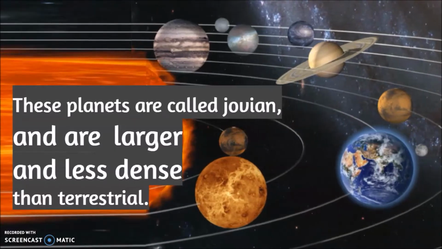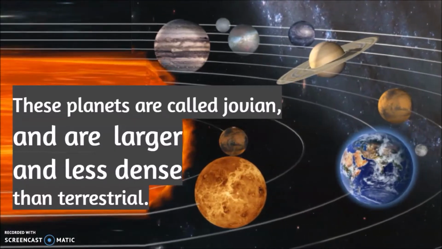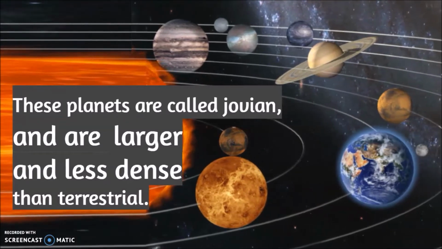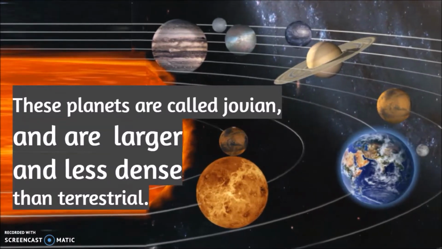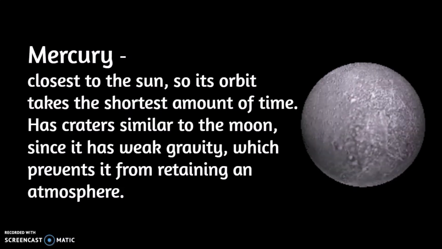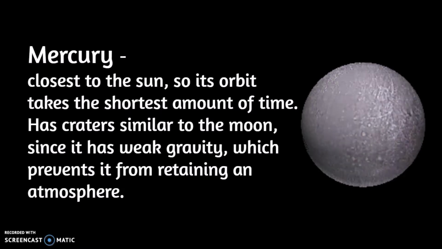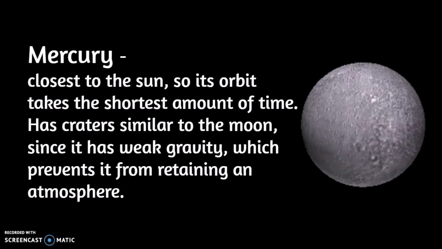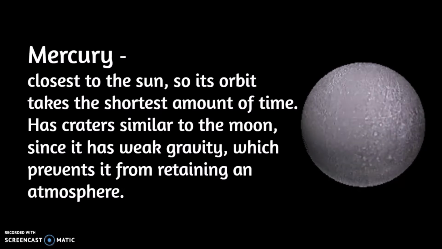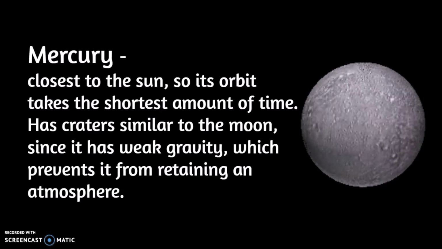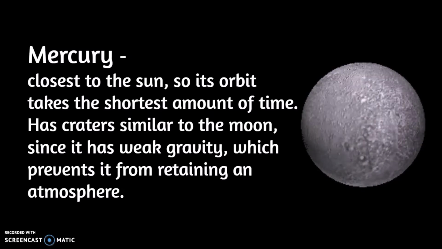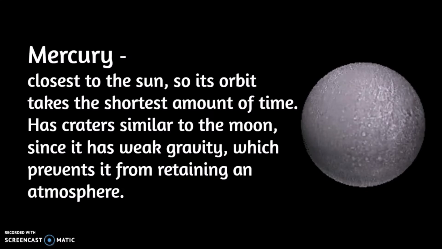These outer planets are called Jovian and are going to be larger than the inner planets, but less dense, because their composition is mostly of gases, which is less dense than solids. The first of the inner planets is Mercury, which is closest to the Sun, so its orbit takes the shortest amount of time. It has many craters similar to our Moon, since it has a weak gravity which prevents it from retaining an atmosphere that would protect it.